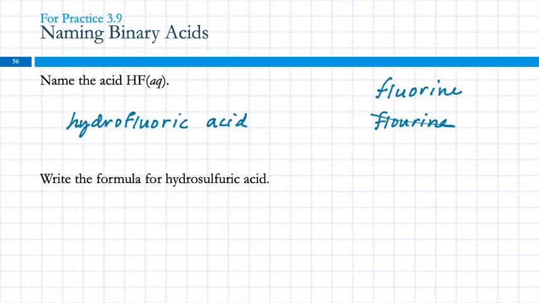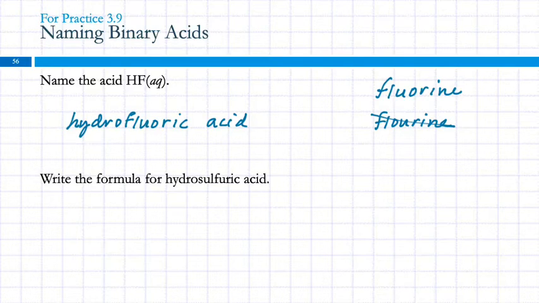Write the formula for hydrosulfuric acid. The prefix hydro in the front tells me there's no oxygen in this. It's probably two elements. When acids dissolve in water, they form ions, and so we can use the ions that they form to help us figure out what the formula of the acid is.